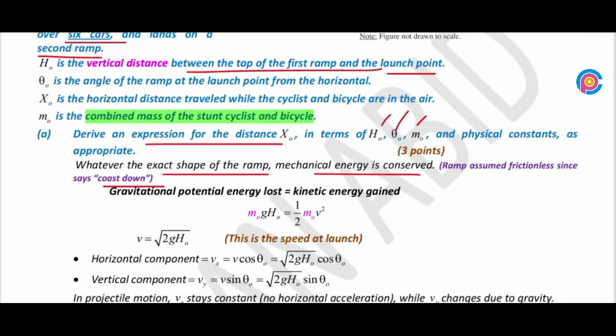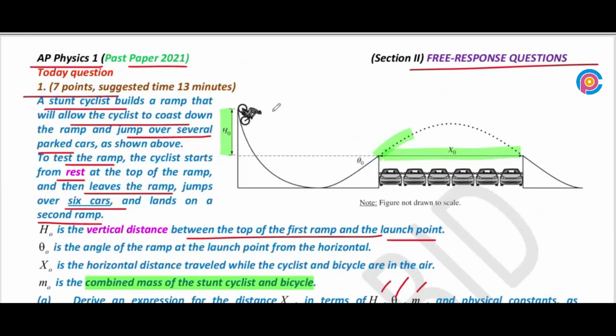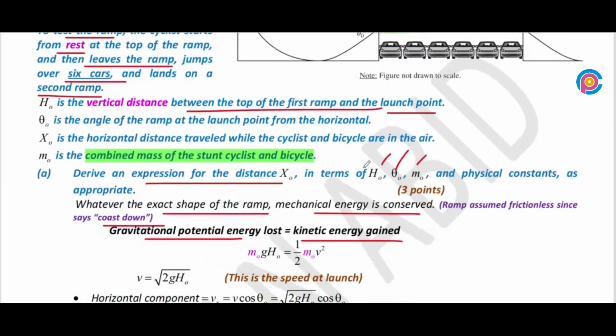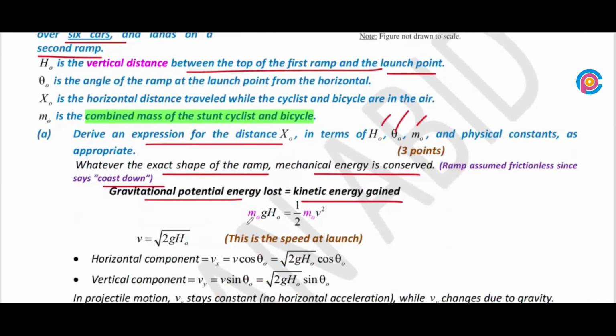Now, according to the conservation of energy, the gravitational potential energy lost equals the gain in kinetic energy, because it is moving down from height. So potential energy is decreasing and kinetic energy is increasing. m naught g h naught is the potential energy at the start and half m naught v squared is the kinetic energy gained. So m naught cancels, and the 2 should be moved here. So velocity is equal to the square root of 2 g h naught. This is the speed at launch, or you can say it is the initial velocity.